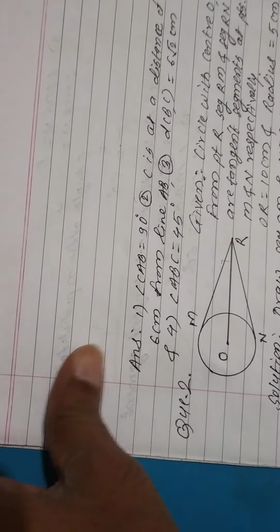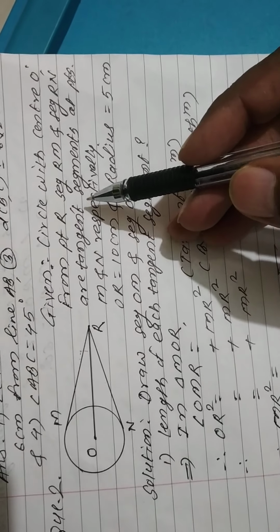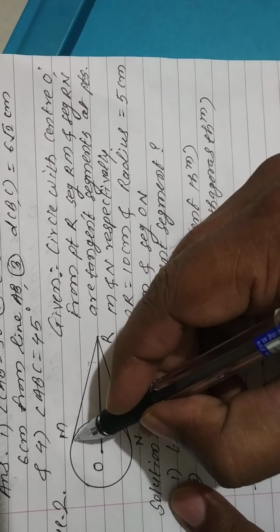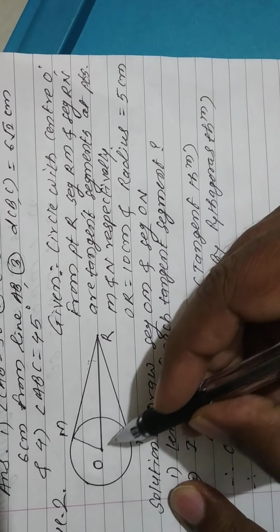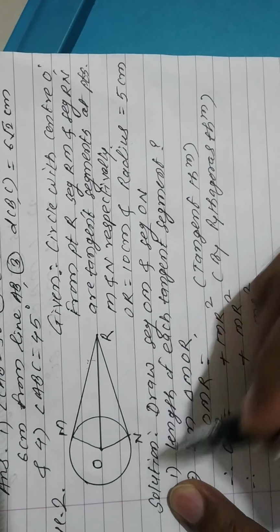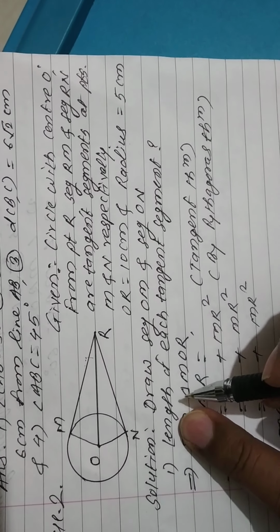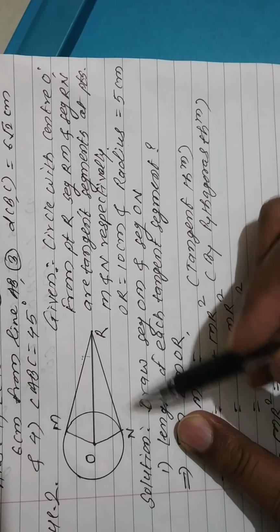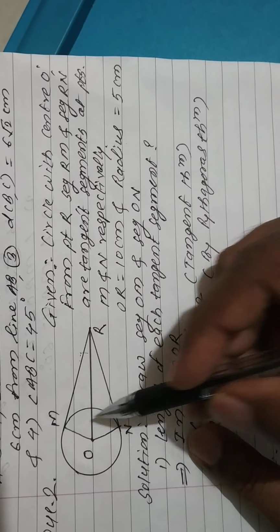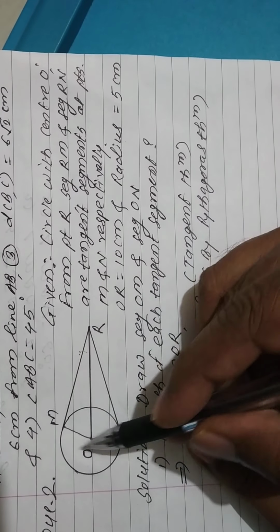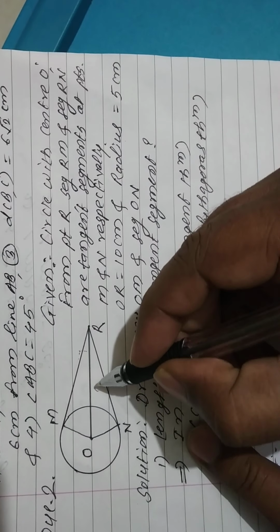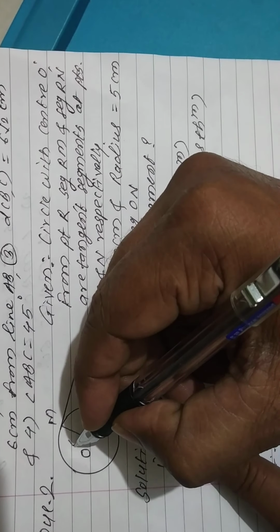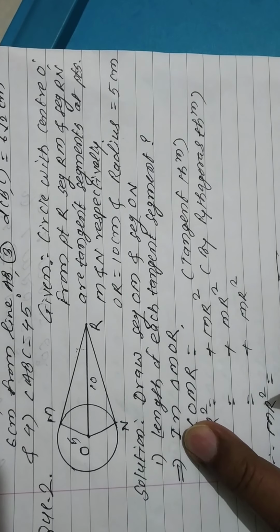Now you write here: given. Solution. Draw segment OM, segment ON. The first question is the length of each tangent segment, means you find here MR, NR. In triangle OMR, here OR is 10 given and radius, means OM, is 5 centimeter given.